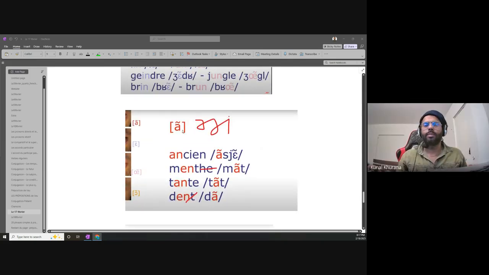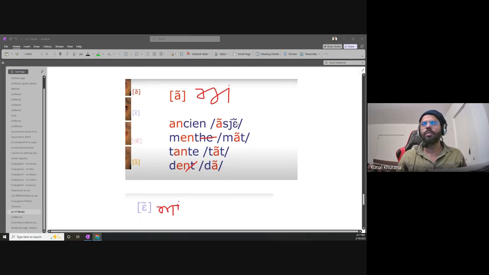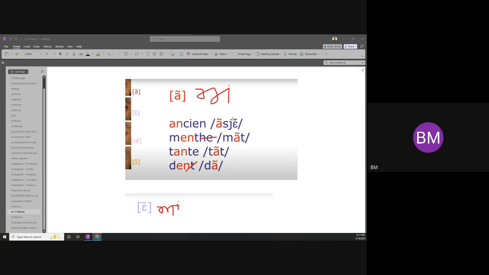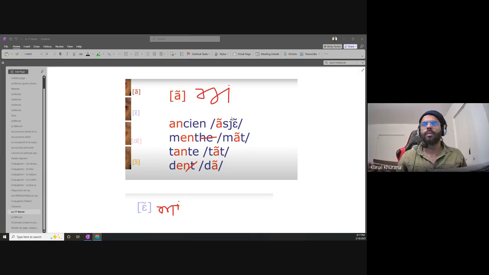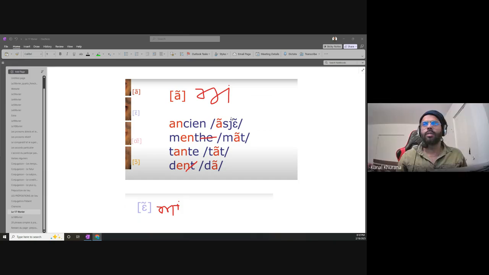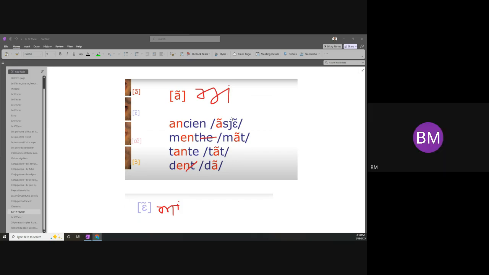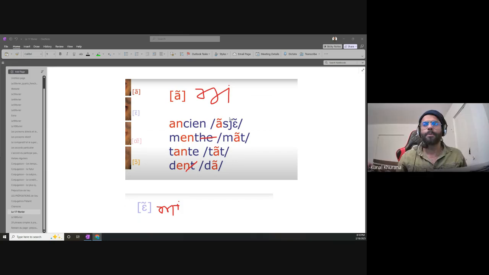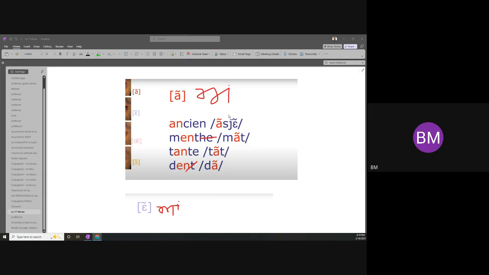So, and then we have specifically some words that will be pronounced with... go ahead, please. Ancien. Man. Okay. Temps. Dent. Oui, très bien.